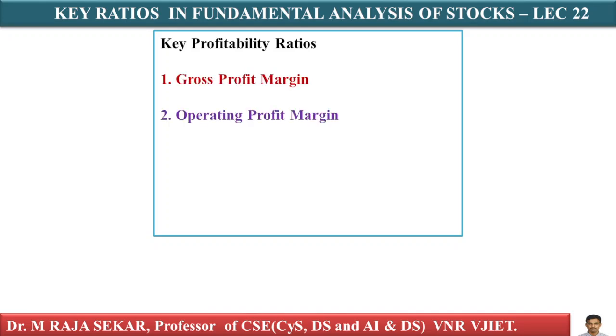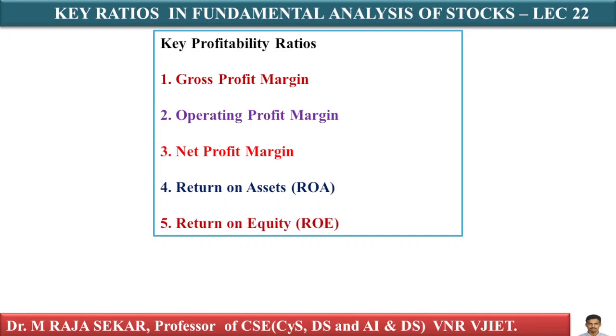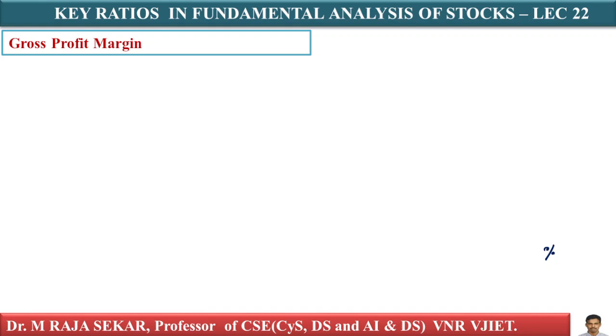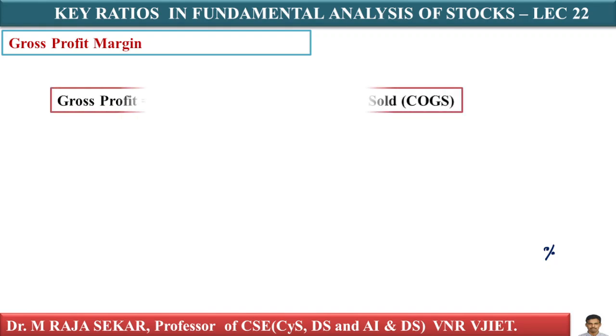Gross profit margin is one profitability ratio, and operating profit margin is another profitability ratio. Net profit margin is another profitability ratio. Return on assets, return on equity, ROA and ROE. Let us try to understand each one separately. First, let's try to understand gross profit margin.